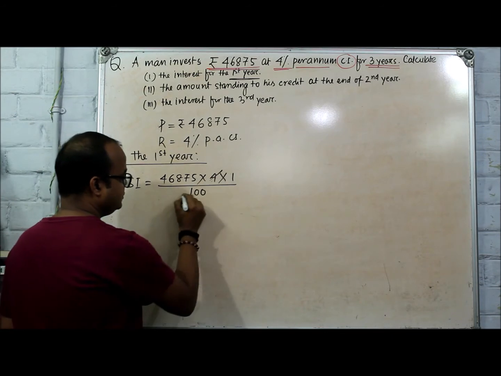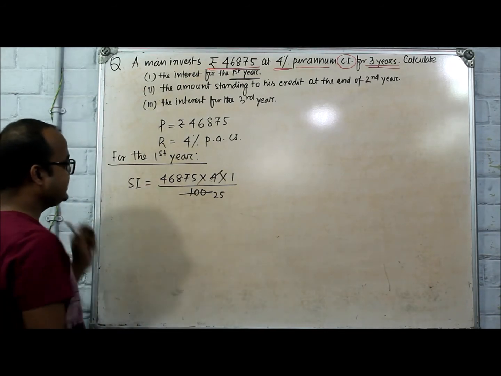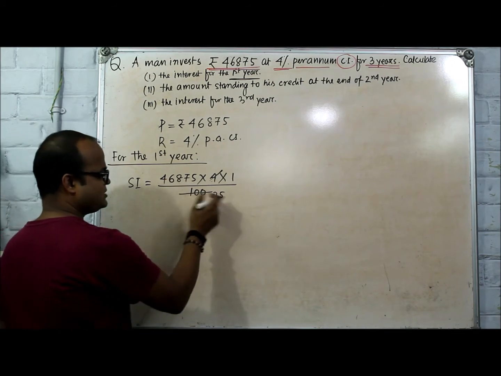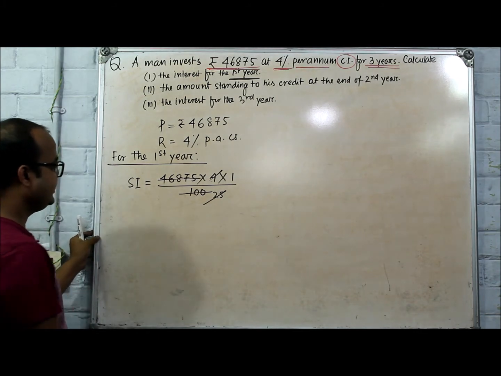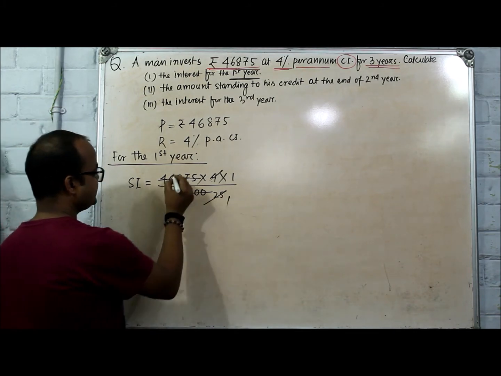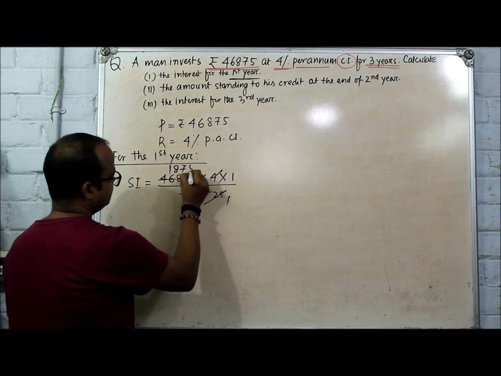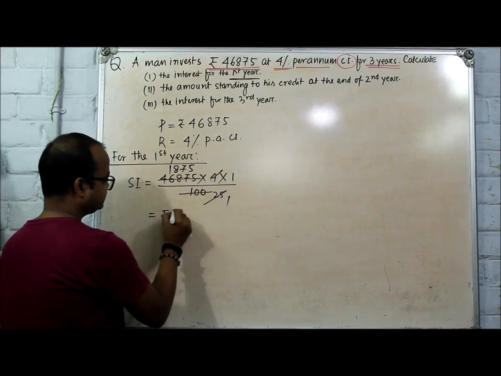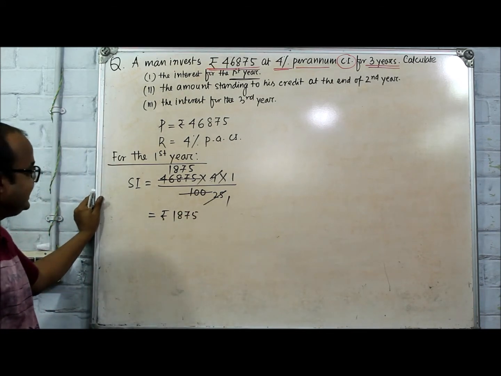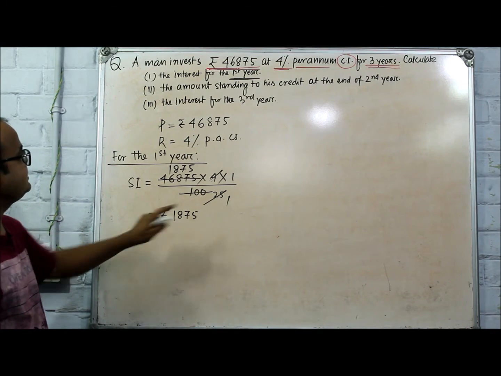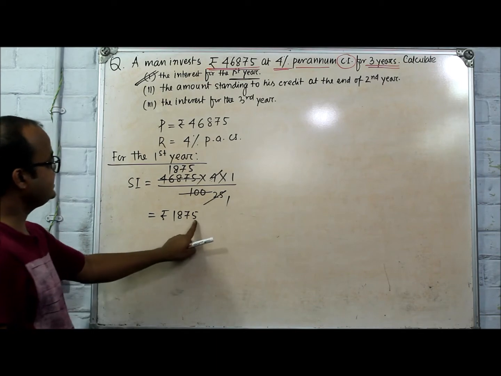We cancel 4 and 25. You can directly cancel with 25, or you can cancel with 5 and 5. So at the end of first year, we are getting an interest of 1875. So interest for the first year is rupees 1875.